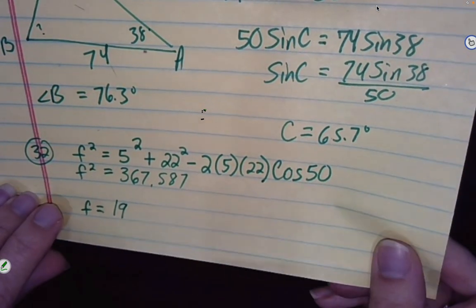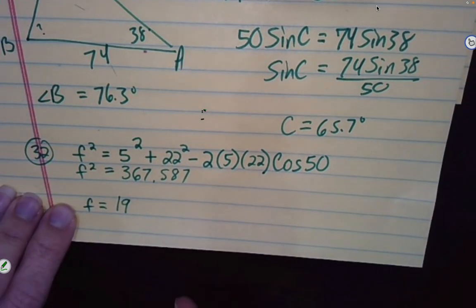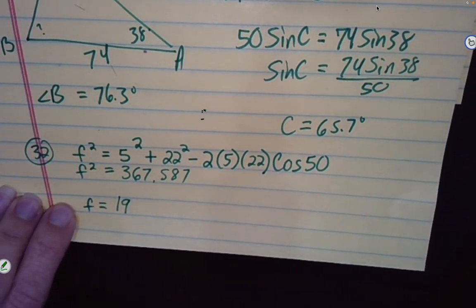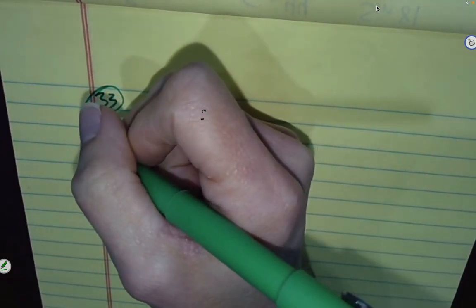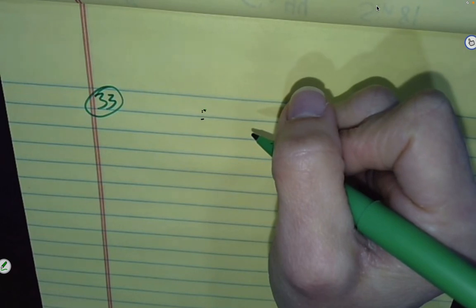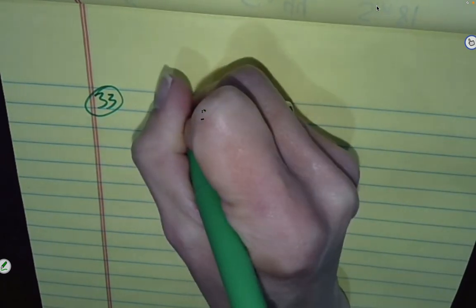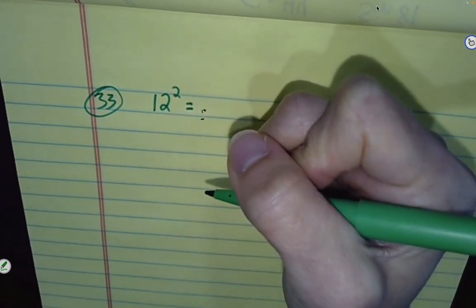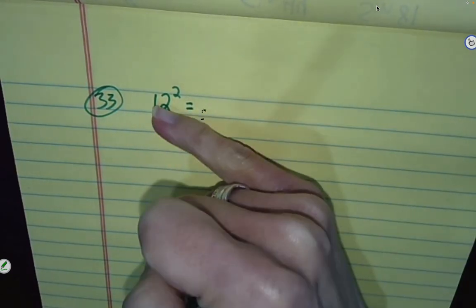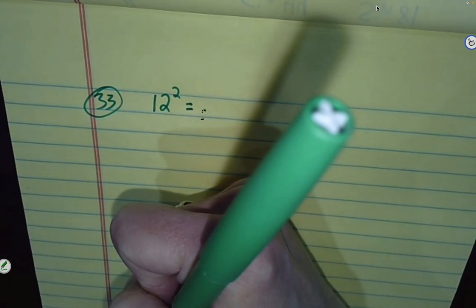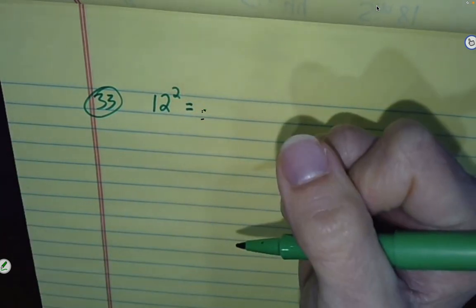Now number 33 wants us to find an angle, so it's a little bit harder. Last law of cosines. All right, so on 33, it says find angle B. Since I'm finding angle B, side B must go by itself. And our side B is 12. If you look at it in your problem, little b is 12. It goes by itself because I'm trying to find angle B.